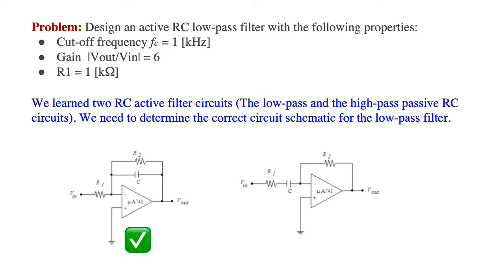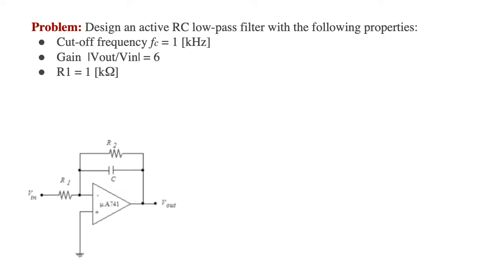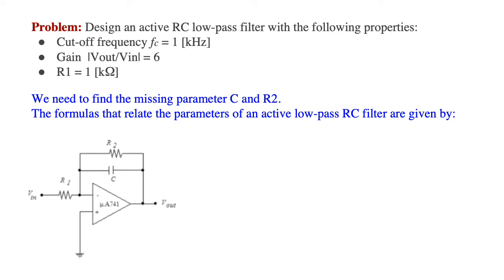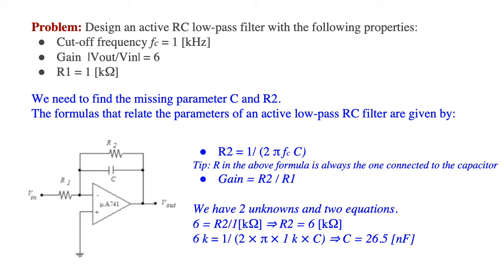Now that we know the circuit schematic for our design, we need to figure out the parameters values for our circuit. We're given the value of R1, and we need to find the missing parameters values for C and R2. There's two formulas that relate the parameters of an active RC filter. First one is R2, the value of R2, and how it is related to the cutoff frequency and the capacitor. And the second formula is the gain, which is provided by R2 over R1.